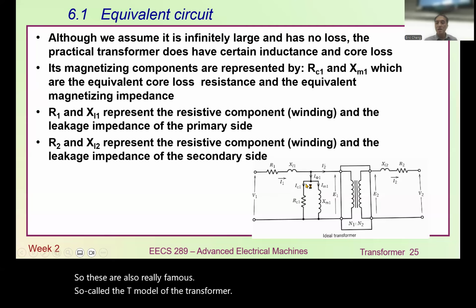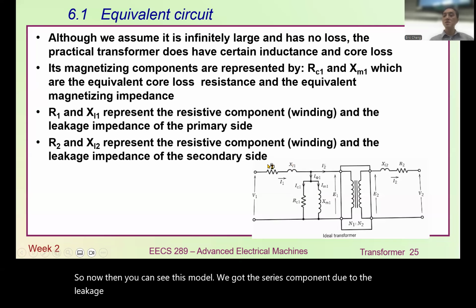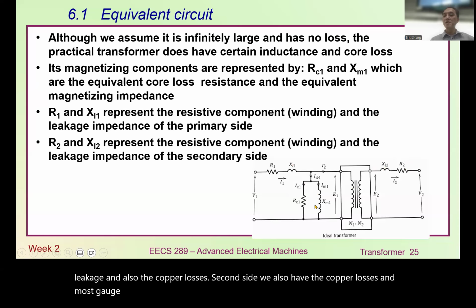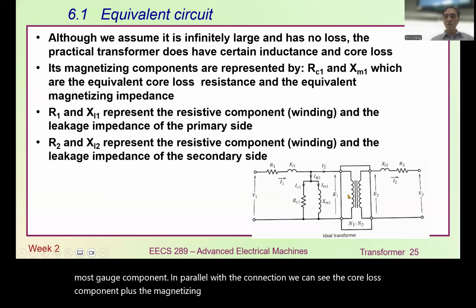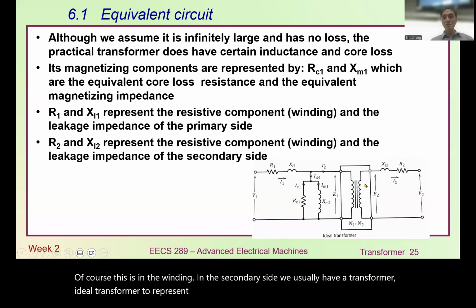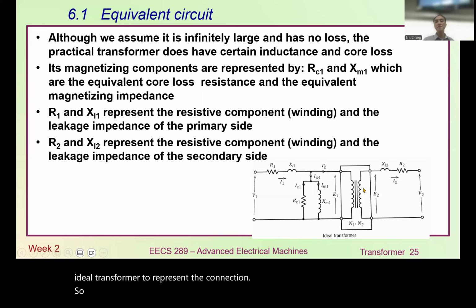So now you can see this model. We have the series component due to the leakage and also the copper losses. On the secondary side, we also have the copper losses and also the leakage component. In parallel, we can see the core loss component plus the magnetizing component. Of course, this is the winding on the secondary side. We usually have an ideal transformer to represent the connection. So that's how we usually see that.